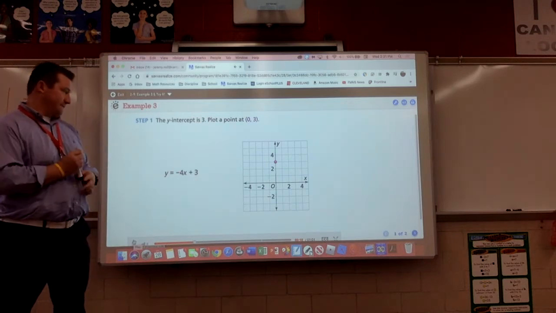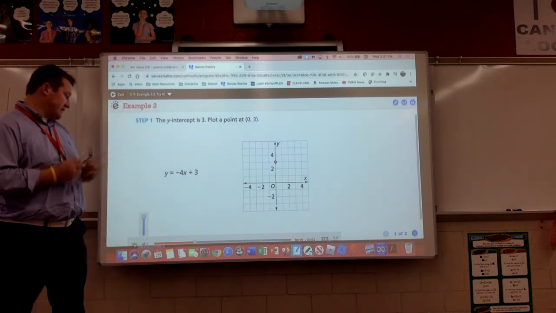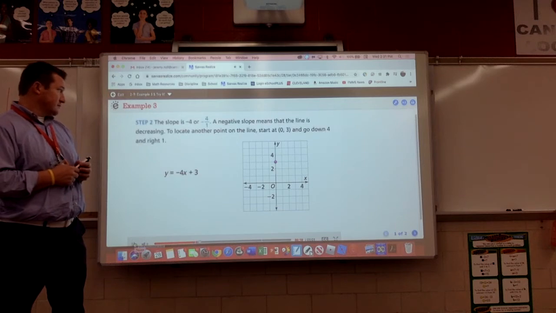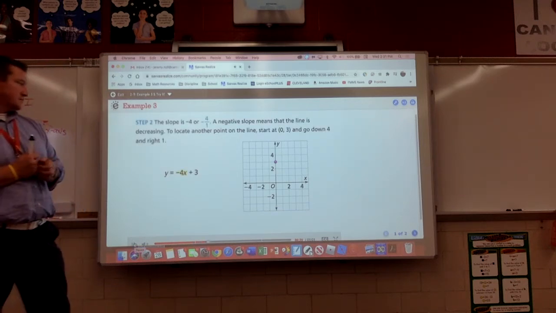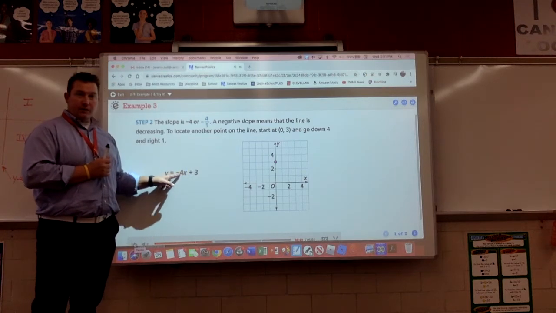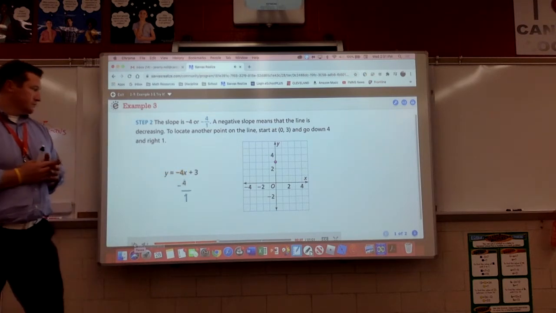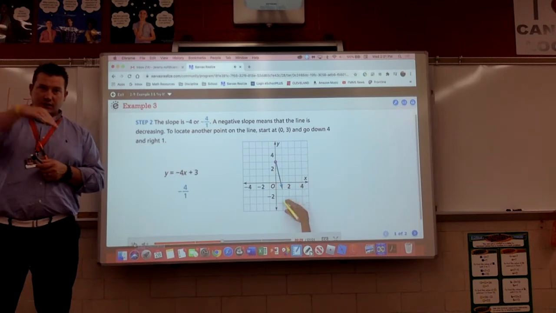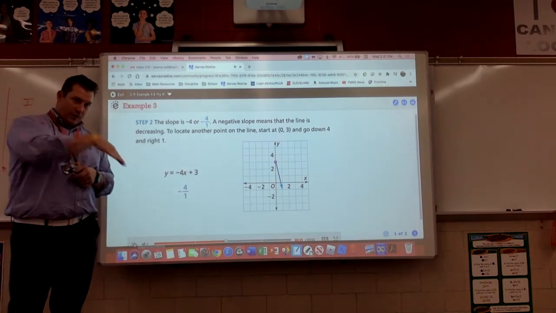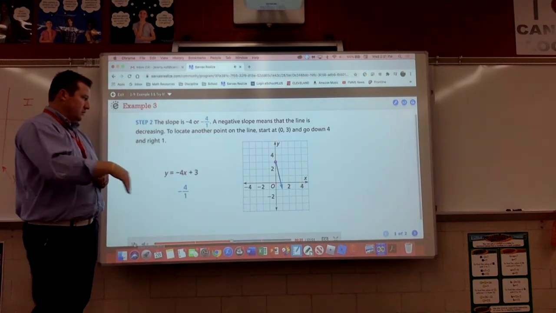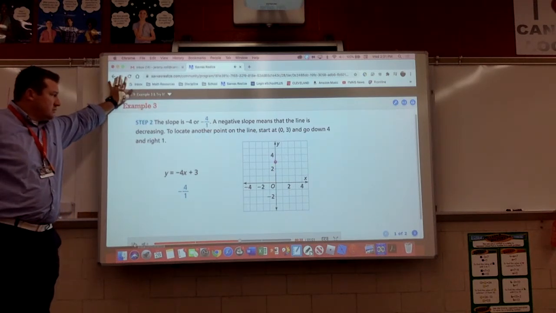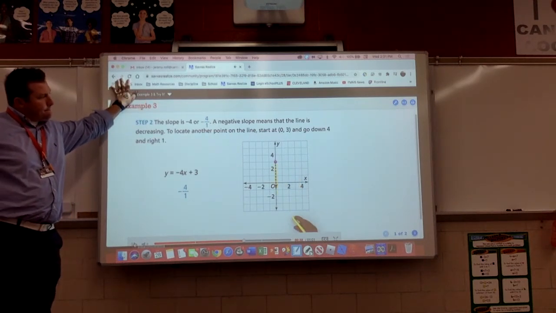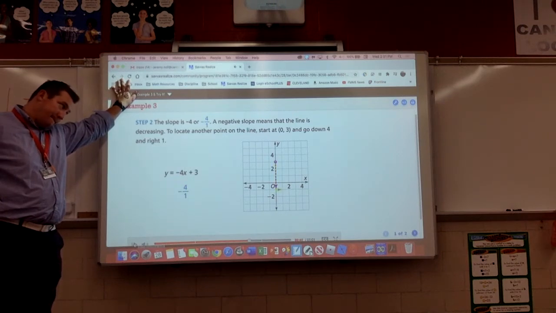Got it? Okay. That's easy. The next step is to use the equation to identify the slope, which is the coefficient of x. The slope is -4. A negative slope means that the line is decreasing, going downhill. To locate another point on the line, start at the point of coordinates (0, 3), and then go down 4, and right 1.